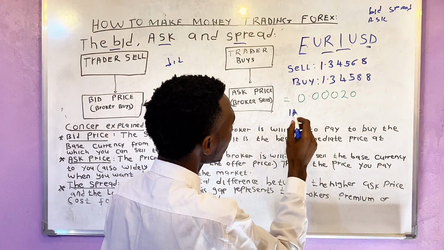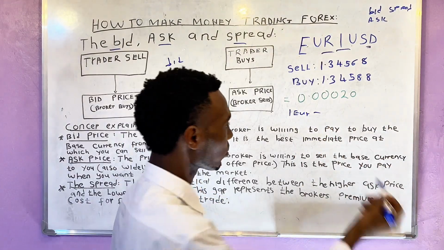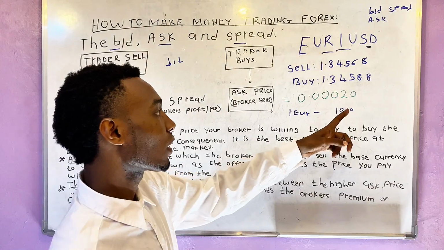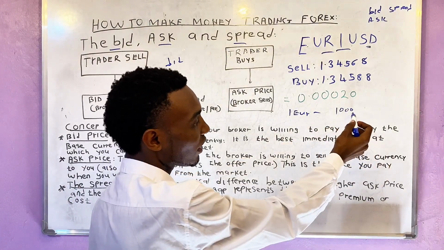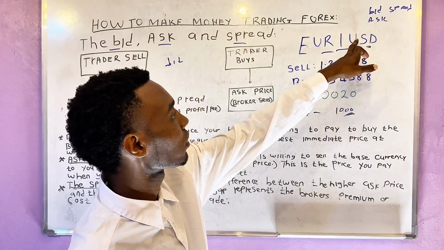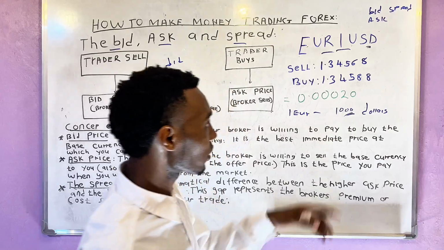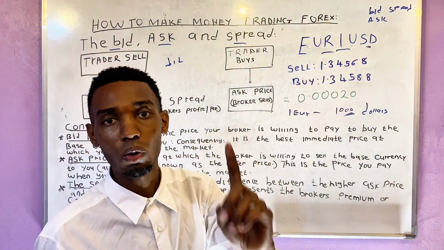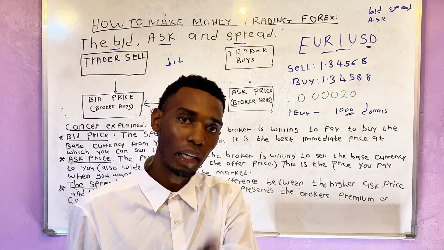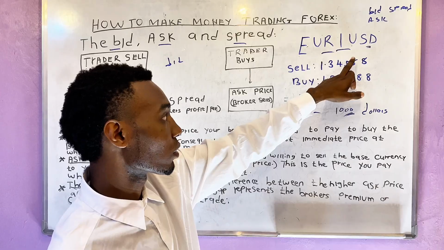Let's assume 1 euro is equal to 1,000. 1 euro is equal to 1,000. Now, this is the selling price of these dollars, $1,000. This is the selling price. Now, this is what we call bid. Bid is a selling price, the selling price of the quote. This is the quote.